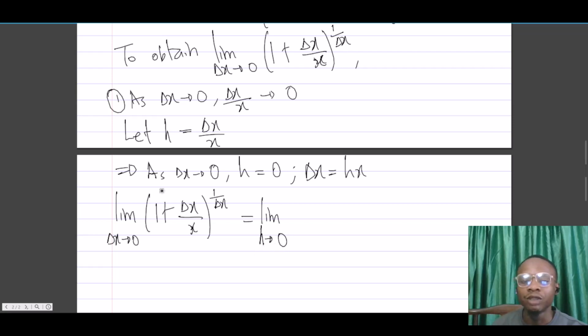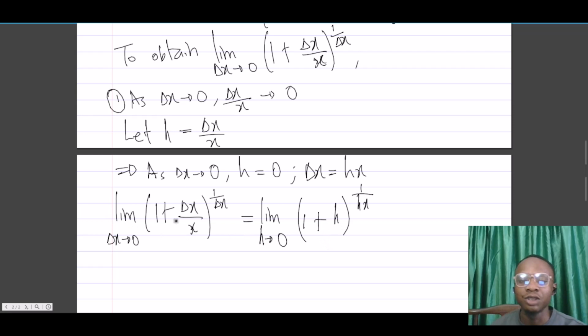All right. So 1 plus delta x over x, that will be 1 plus our delta x over x is now h. So that is 1 plus h. Then raised to the power of 1 over delta x. Don't forget that delta x is hx now by this substitution. So this is going to be 1 over hx. So this is the expression that we have left.